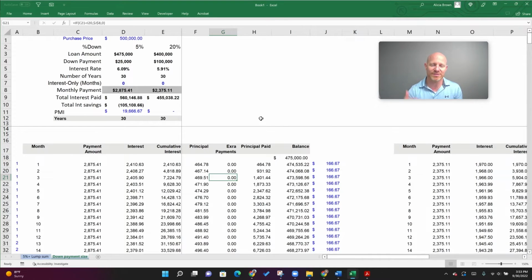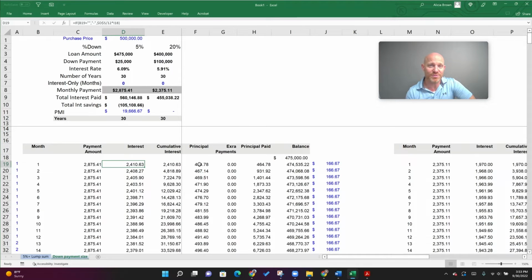On an amortization scale, and he is an amortization expert, in this scenario, 5% down payment, you're going to be paying $28.75 per month versus this scenario, $23.75 per month. It's a $500 difference per month. The interest that you're going to pay every month is going to be far higher, and it incrementally comes down as you pay down the note. But in month one, it's going to be $2,410 of interest versus $1,970 of interest.